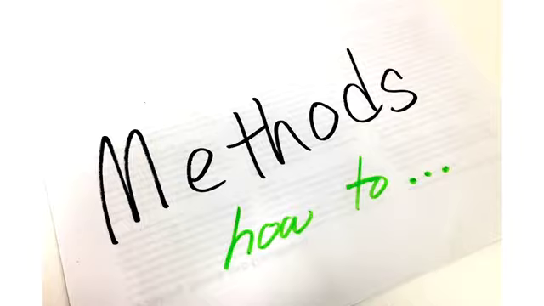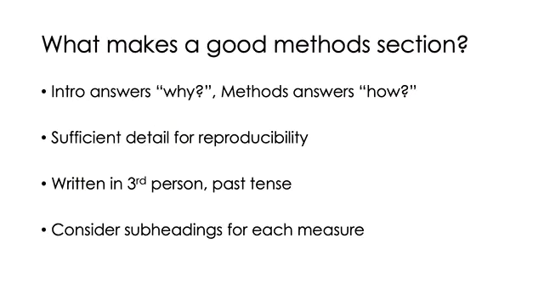Methods are answering the question of how. How do we do what we do? Intro answers the question why, methods answers how. We want to have sufficient detail written in the third person, meaning past tense, and consider using subheadings for each outcome measure that you used, especially if you're doing traditional research.